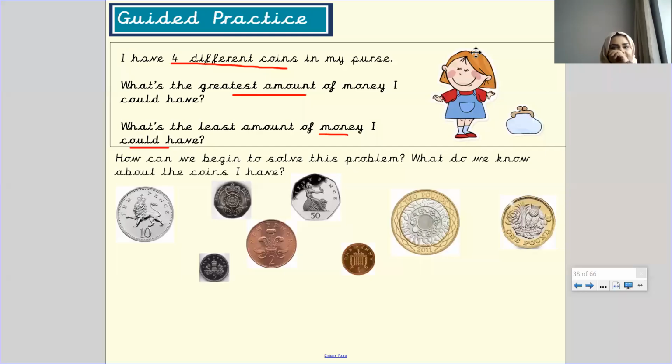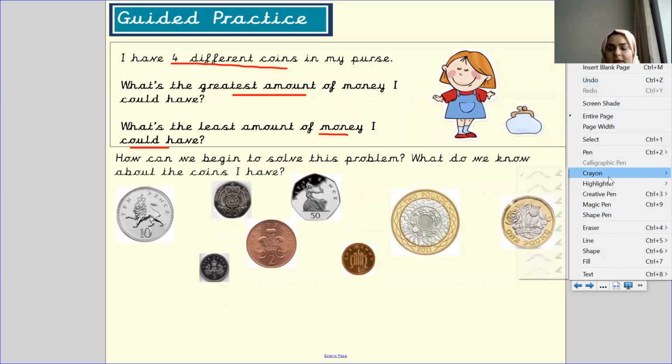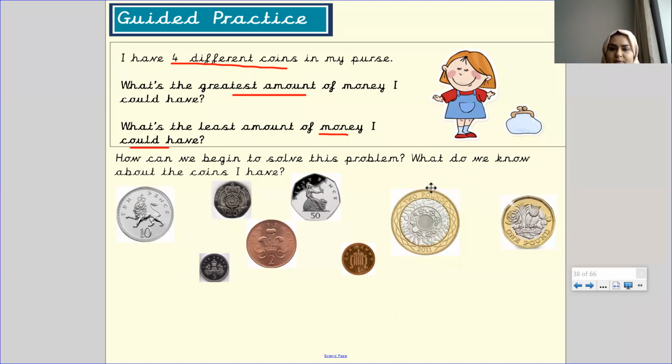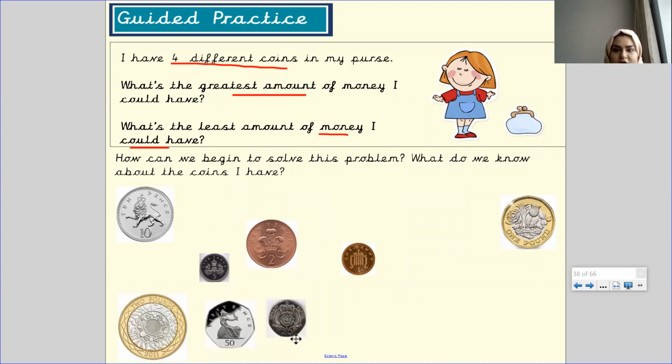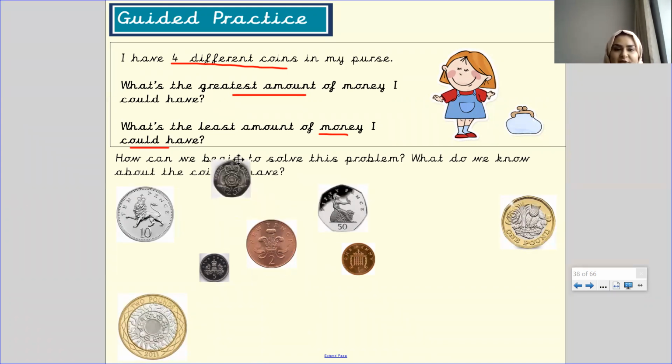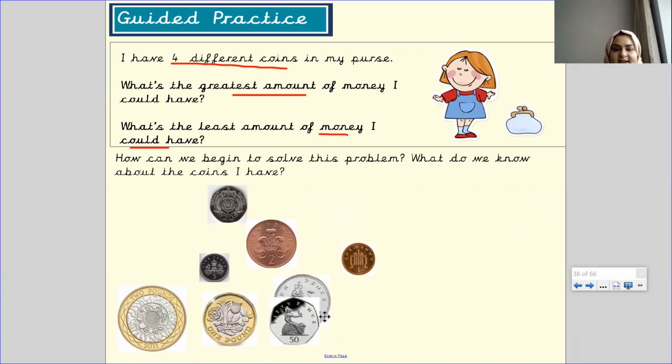So now, if I have 4 different coins in my purse, I could have any of these coins in my purse, any of these. But it's asking me what's the greatest amount of money I could have. So the greatest amount of money I could have is probably, I'm going to get different coins together. So I'm going to get the four largest coins. Okay, so now the four largest coins are £2, £1, 50p, and 10p.